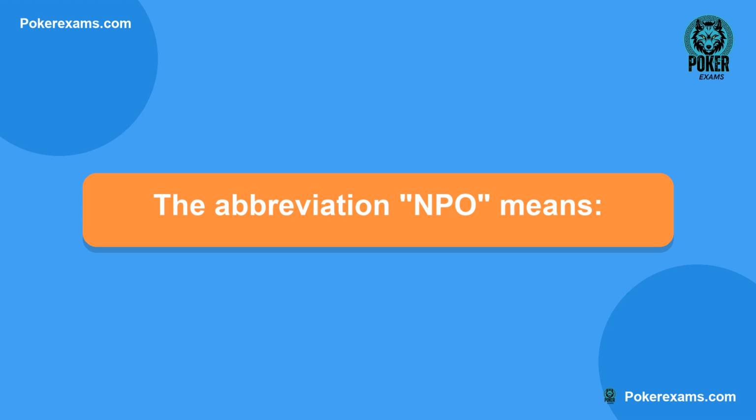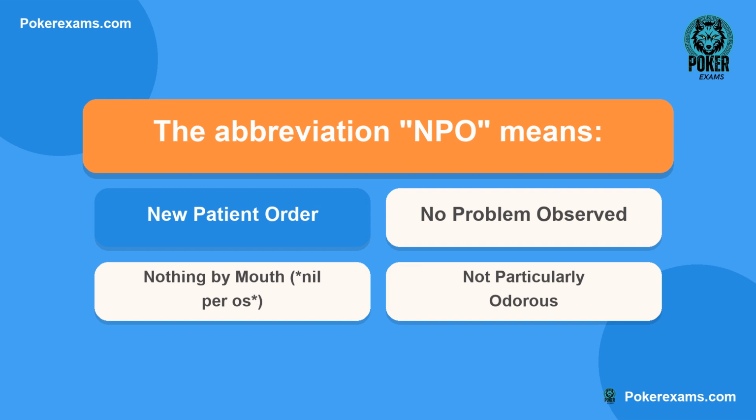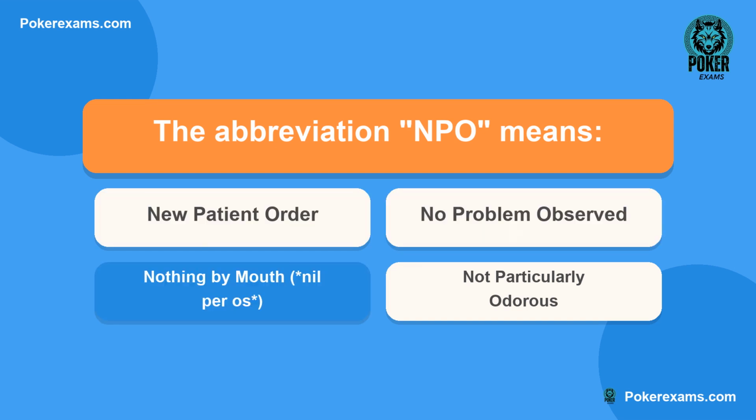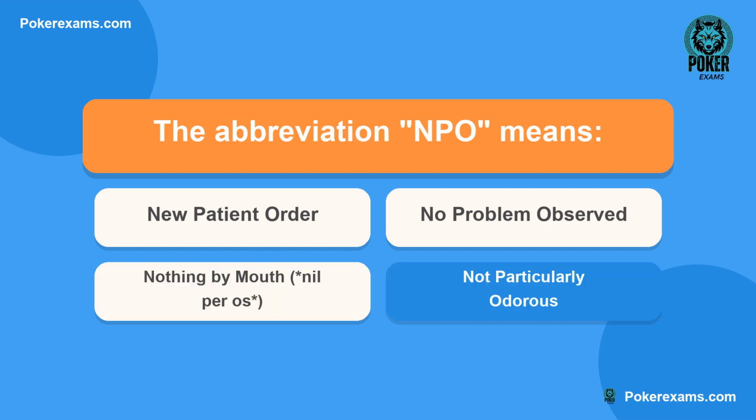Next question. The abbreviation NPO means. Is it A, new patient order? Or B, no problem observed? Could it be C, nothing by mouth, nil per os? Or lastly D, not particularly odorous?